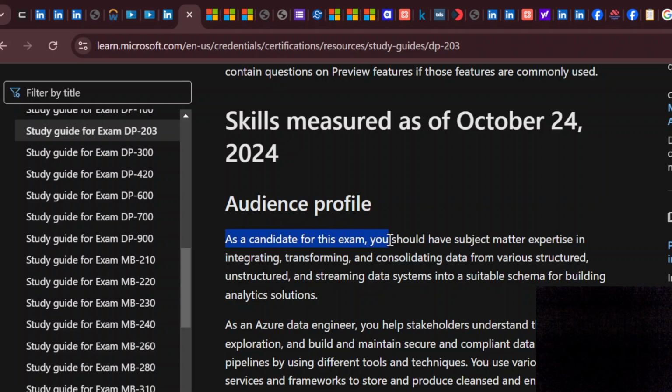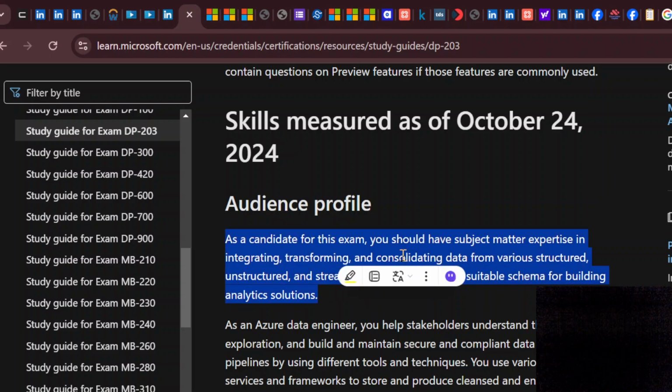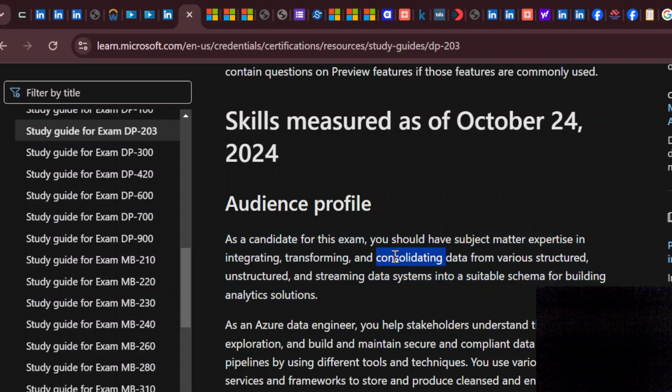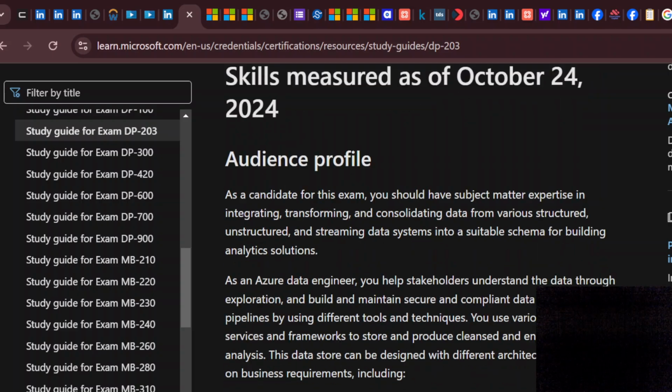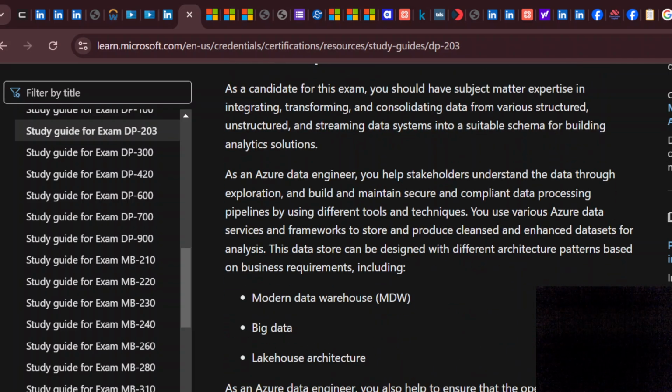As a candidate for this exam, you should have subject matter expertise in integrating, transforming, and consolidating data from various sources, and loading it into the final data warehouse or Azure Synapse Analytics. Structured, unstructured, and streaming data systems, which are events, in a suitable schema for building analytical solutions.